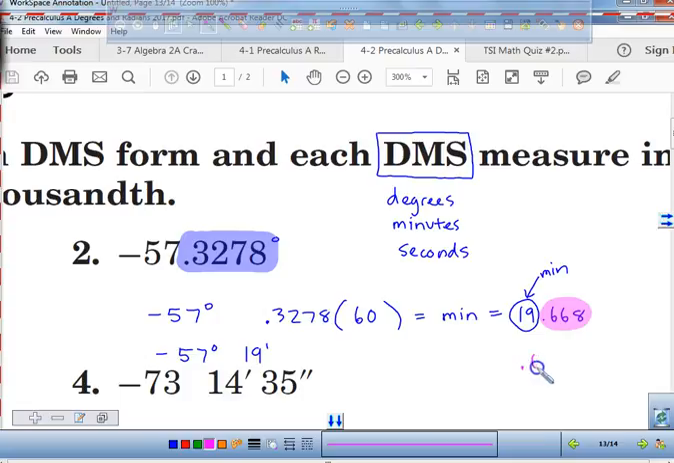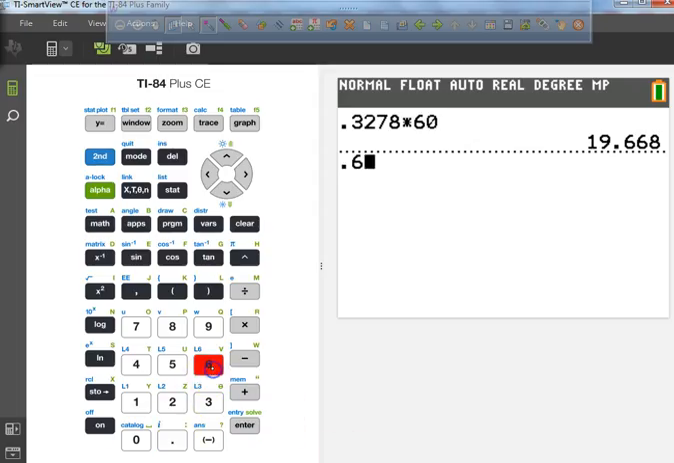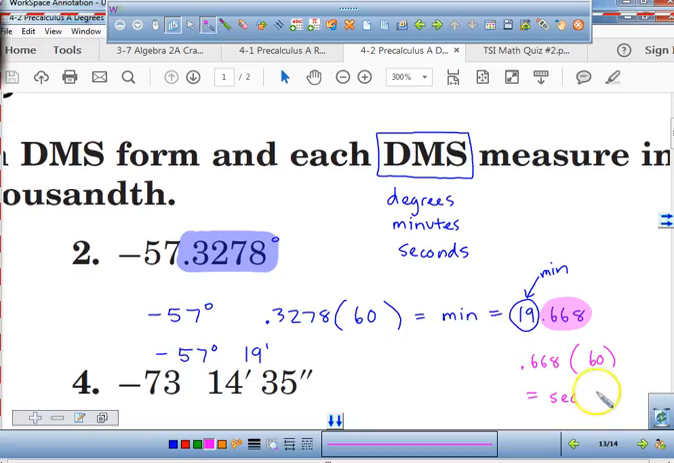You're going to take 0.668, and you're going to multiply that. By the way, how many seconds are there in 1 minute? 60. So you multiply it by 60 again. Let's see what this gets, because this is going to equal the number of seconds we have. So you type in 0.668, multiply it by 60, and voila, we have 40.08. So right now I'm going to write 40.08.